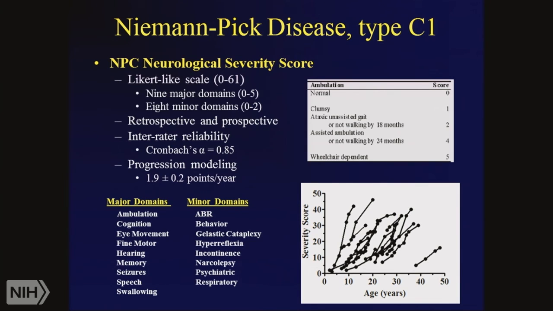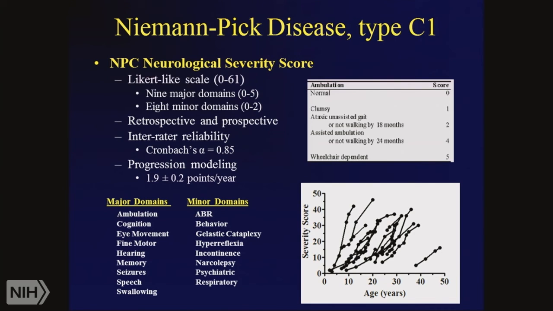This scale included 9 major domains, 8 minor domains. It's a Likert-like scale. What does that mean? It basically increases from normal to ambulation to wheelchair dependent in sort of incremental amounts. So a higher score is related to increased physical impairment. We can use this retrospectively and prospectively. This is an example of a retrospective study that we did here.